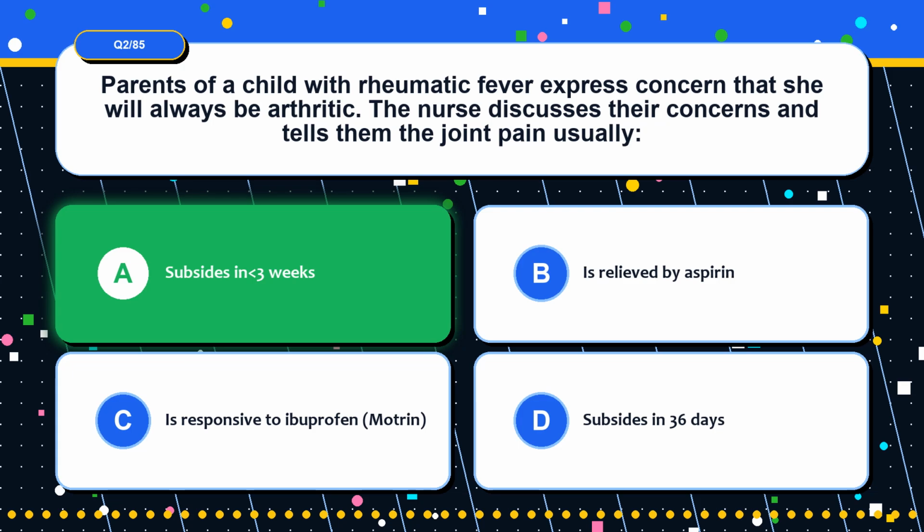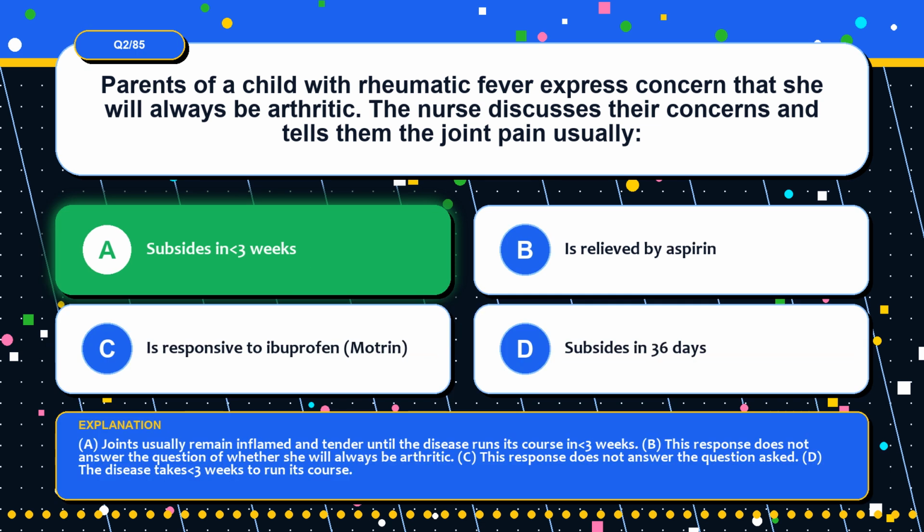The correct answer is option A. Subsides in 3 weeks. Joints usually remain inflamed and tender until the disease runs its course in 3 weeks. B. This response does not answer the question of whether she will always be arthritic. C. This response does not answer the question asked. D. The disease takes 3 weeks to run its course.